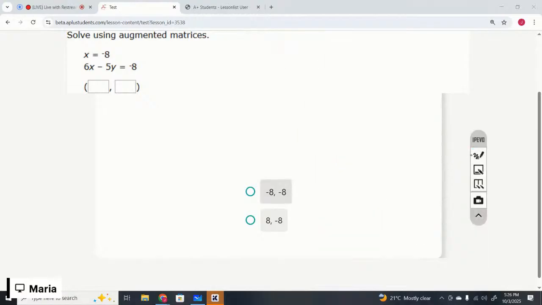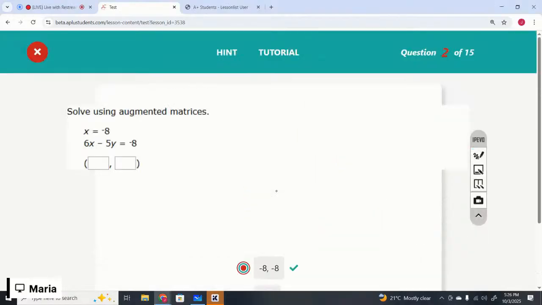Option number 1 is the correct option. They are negative 8 and negative 8.